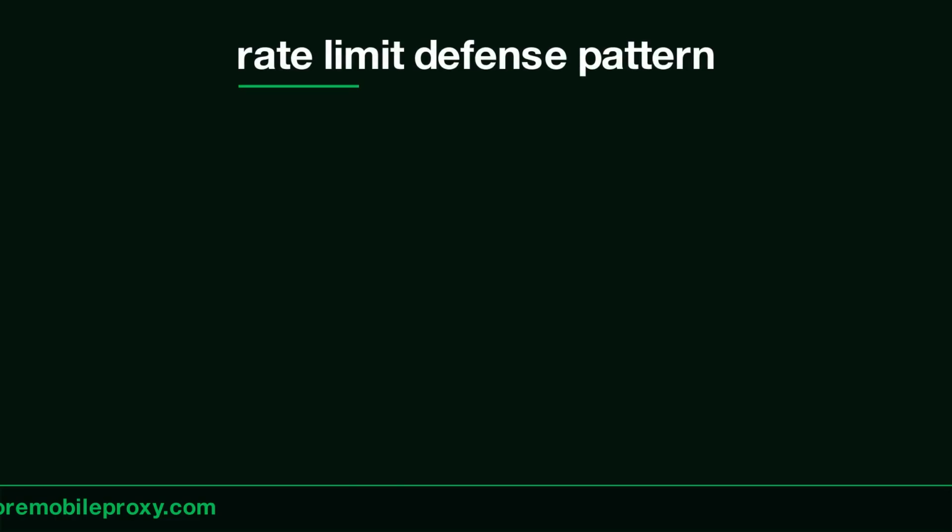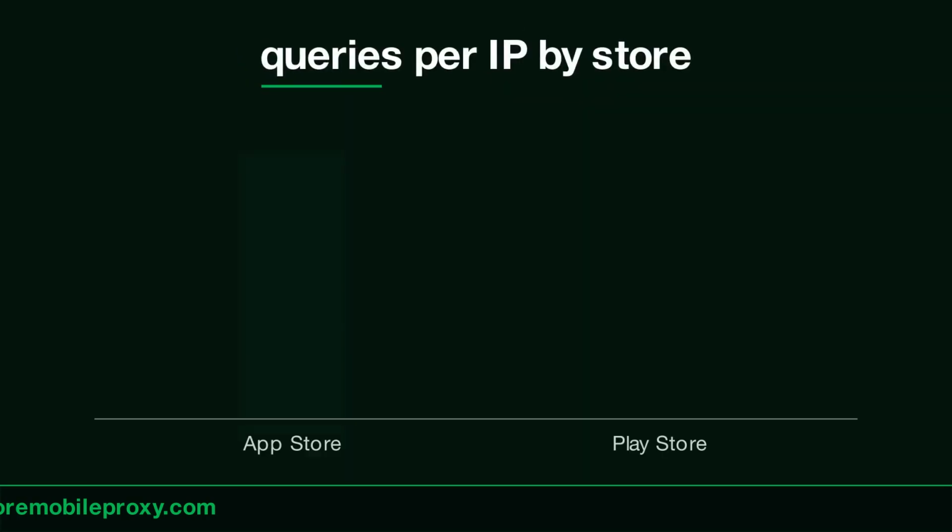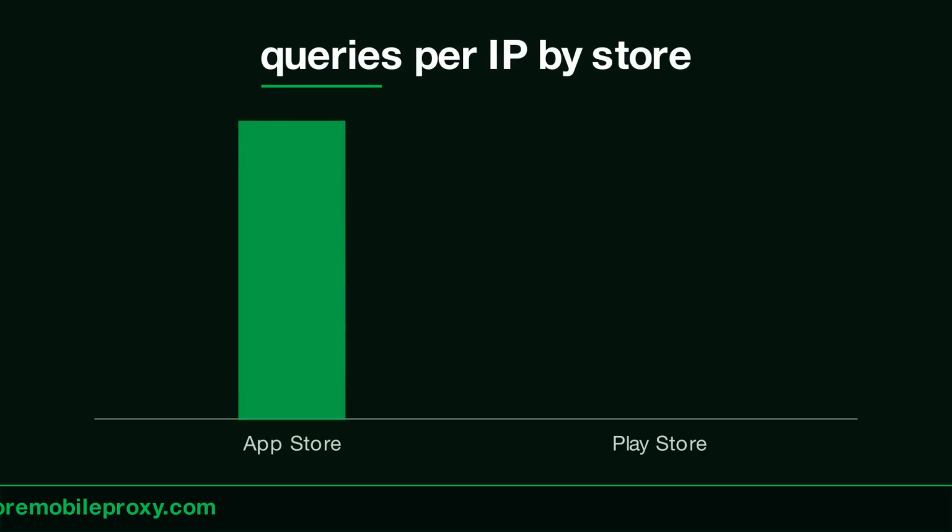Avoiding rate limits. The 2 stores rate limit aggressively if you scrape too fast from one IP. The defense is sticky sessions plus jitter. Hold one mobile IP for a coherent batch of queries. Sleep between requests with a jittered interval. 2 to 5 seconds works. Rotate the IP at the end of each batch.